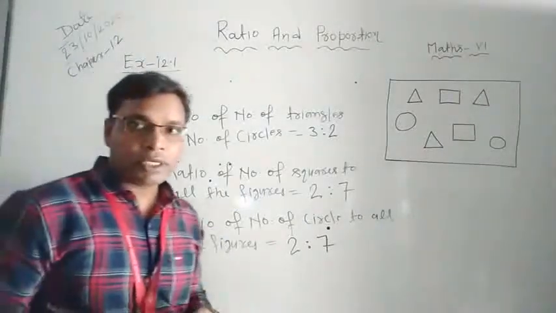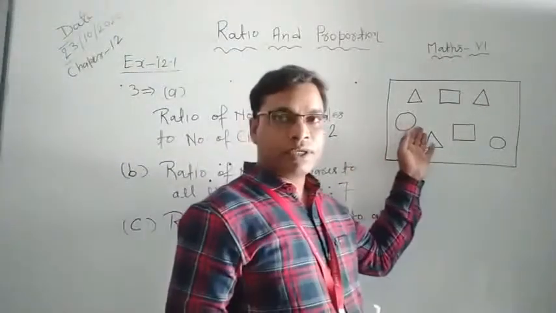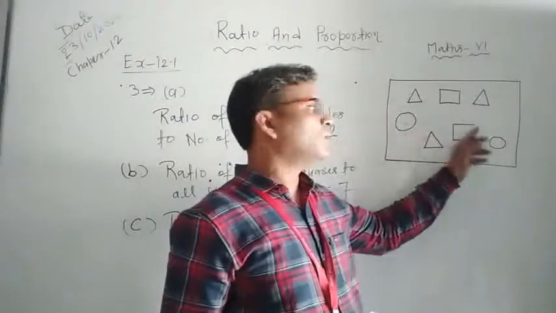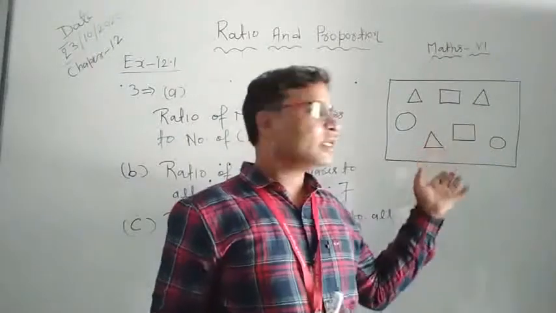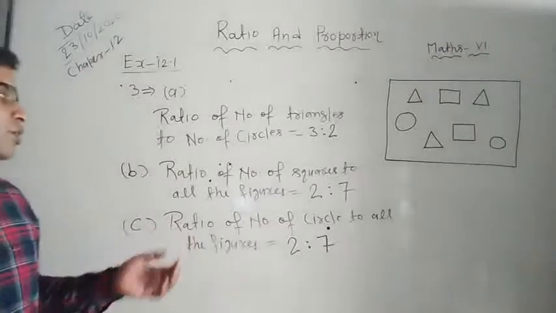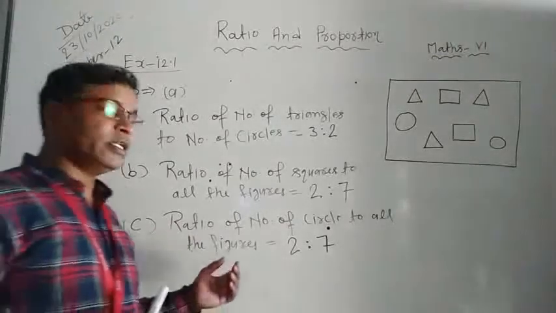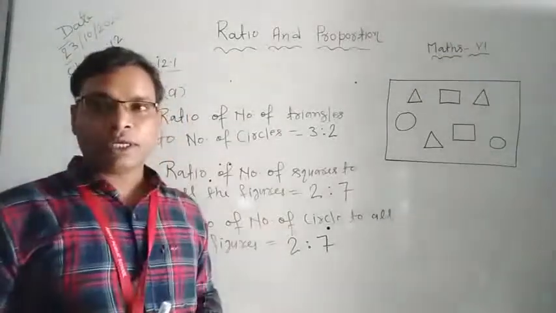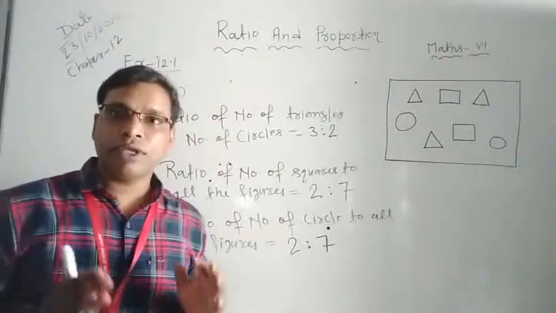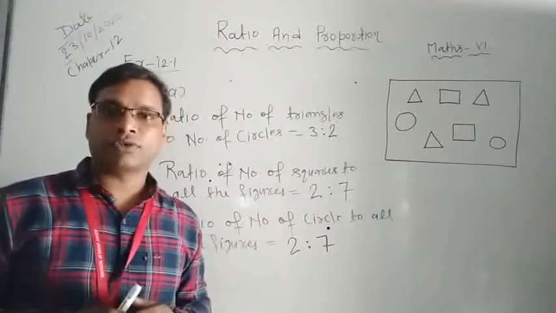So again you can see these figures inside the rectangles. How many circles? 2, 1, 2 circles and all figures are 7. So we can say the ratio of the number of circles to all figures is 2 ratio 7. So students, I hope all of you understood these questions. Now we are going to discuss the next question.